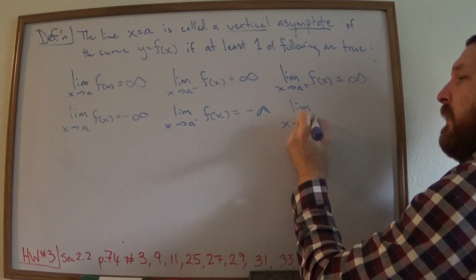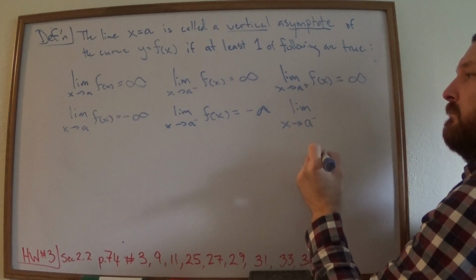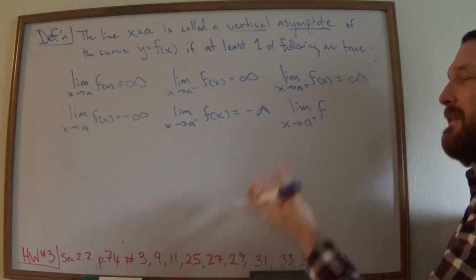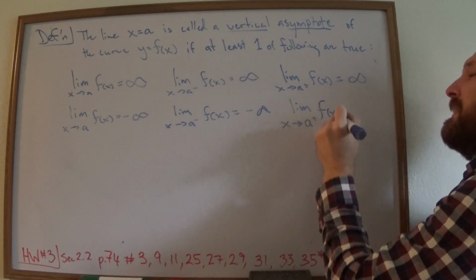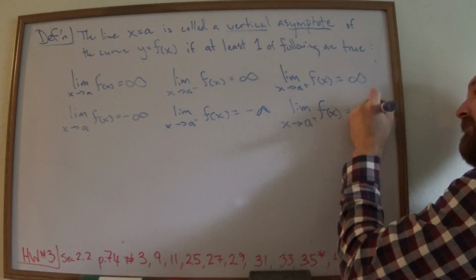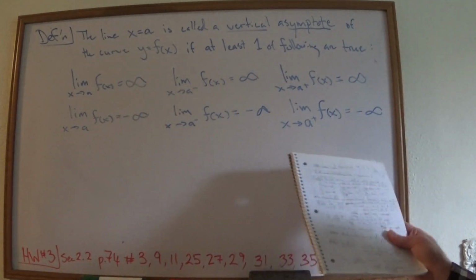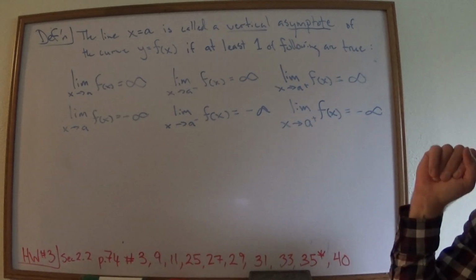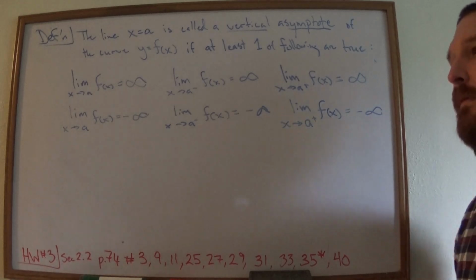Or the limit as x goes to a from the right of f of x equals negative infinity. Sorry, I messed that up, but you get the idea. So this is our definition now of vertical asymptote. Anytime this happens, that's what we're calling an asymptote.